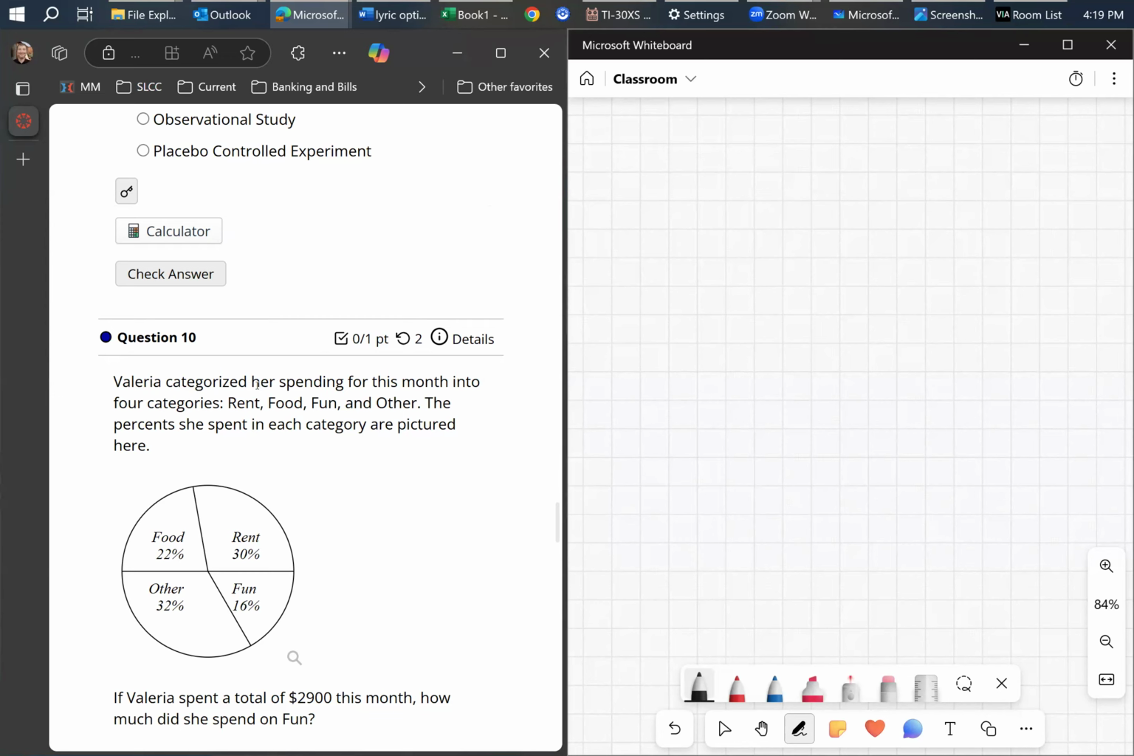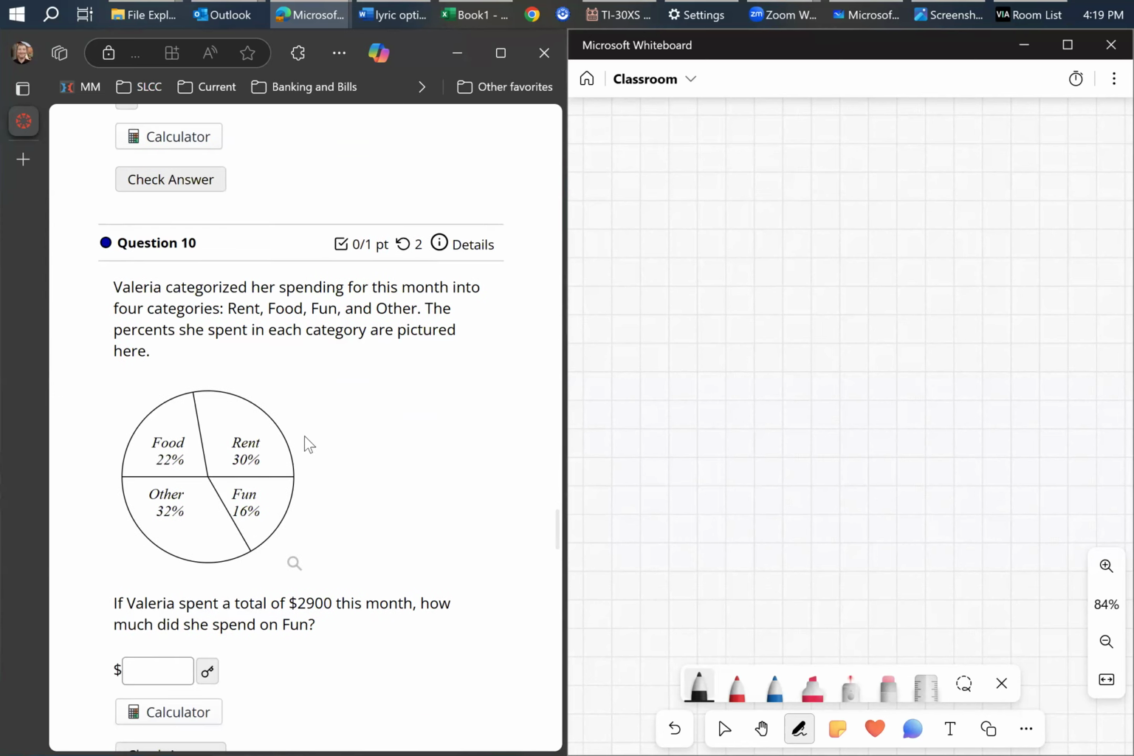Valeria categorized her spending for this month into these categories. This is a pie chart. If she spent a total of $2,900 this month, how much did she spend on fun? So fun is 16%. We want to figure out what is 16% of the total, the 2,900.